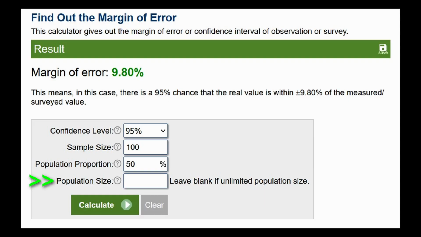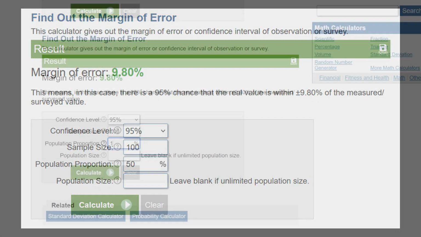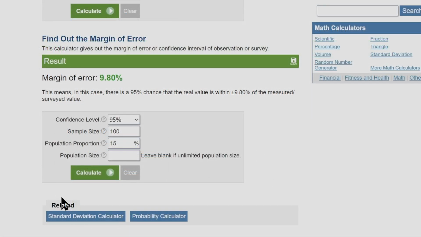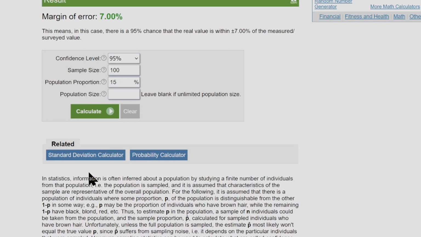Population size will be blank because it's unlimited. It's infinite. We can farm and farm and farm forever. There is no limit to how big the population can be. We plug all that in and press the button and we get a margin of error of plus or minus 7%. What does that mean?